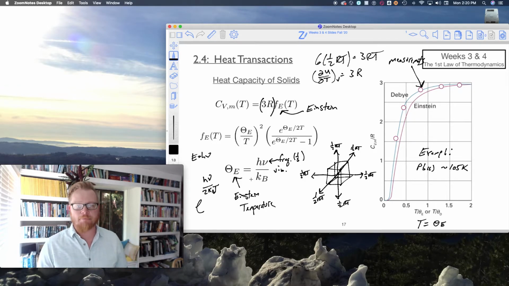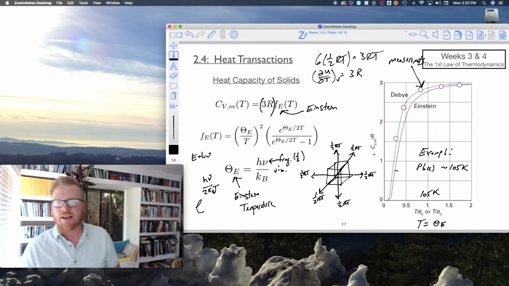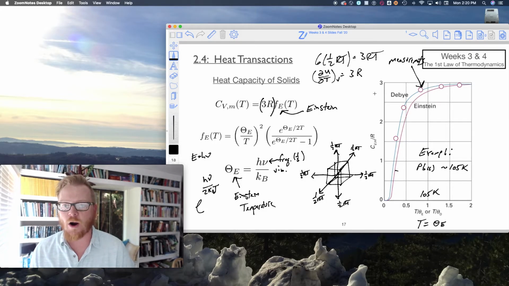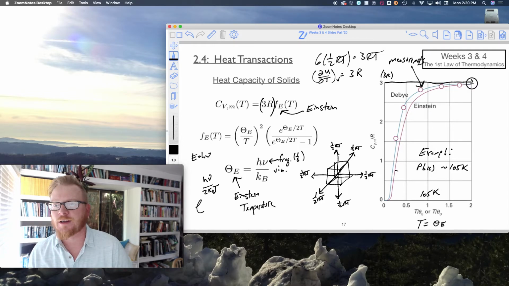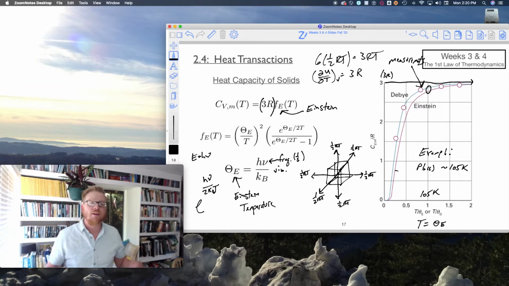So if we calculate that, each solid has its own Einstein temperature because the vibration in its lattice is unique. For lead, this would occur at about 105 Kelvin. And if I follow this up here, look at this, this scale is C_V divided by R. So that's 1R, 2R, and 3R is the top of this line. The Einstein temperature is the temperature at which the solid approaches its bulk classical heat capacity.